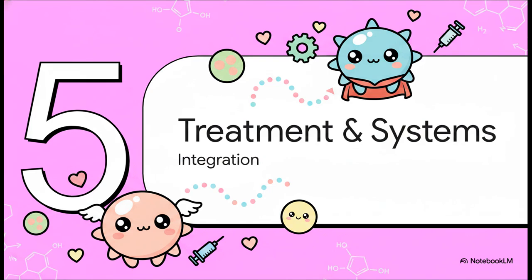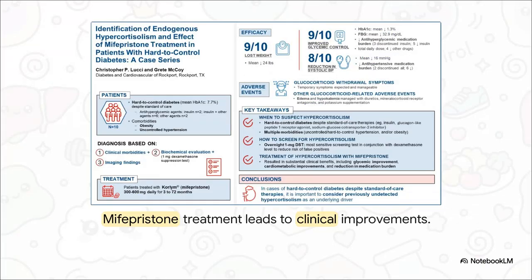Transitioning now to Section 5, Treatment and Systems Integration. We'll look at how clinical treatments work physiologically to counteract this axis, keeping our focus firmly on the mechanism of action. Take a moment to look at this clinical data on mifepristone, which you might know as Korlym. Mifepristone acts as a competitive glucocorticoid receptor antagonist. It literally blocks cortisol's metabolic effects right at the receptor level.